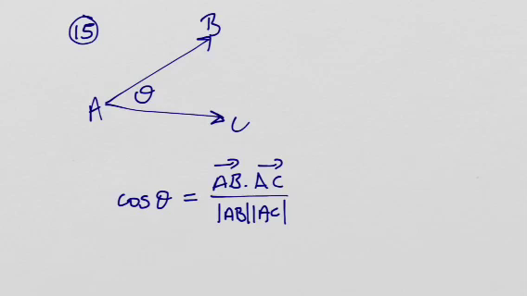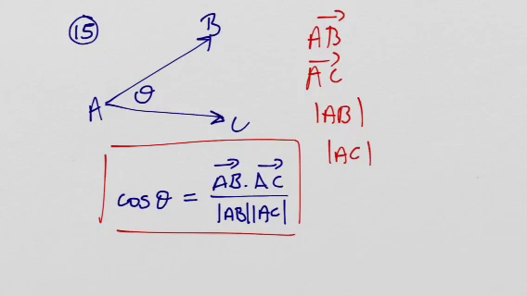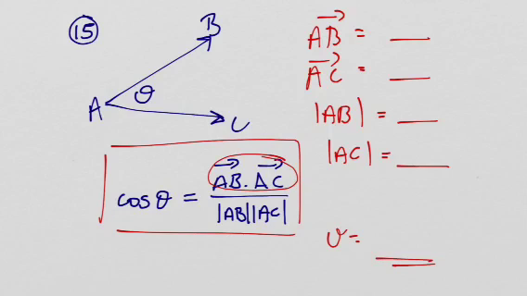Question 15. Now this is the only question that takes a lot of work. We're going to use this formula to work out the angle. So therefore we need to work out what AB is, we need to work out what AC is, we need to work out the length of AB, we need to work out the length of AC. Now once you've got these four answers, the top of the fraction is the dot product between AB and AC. The bottom is when you multiply your lengths together, and if you do all of that, you should be able to work out what the angle theta is.